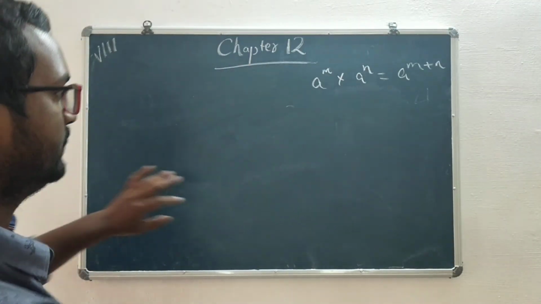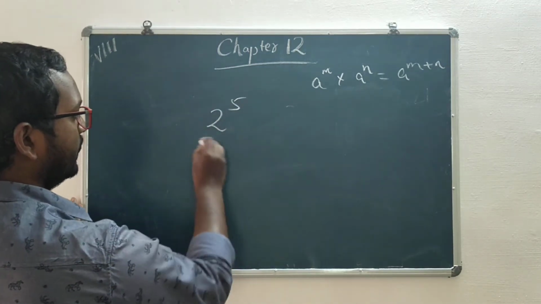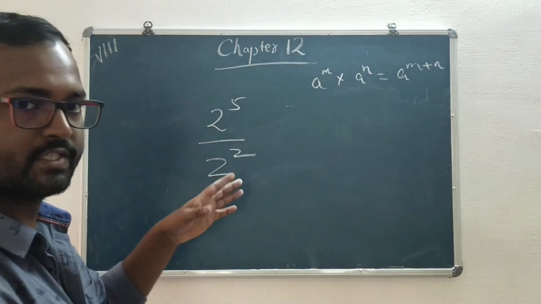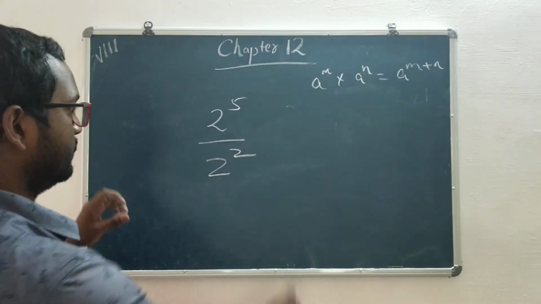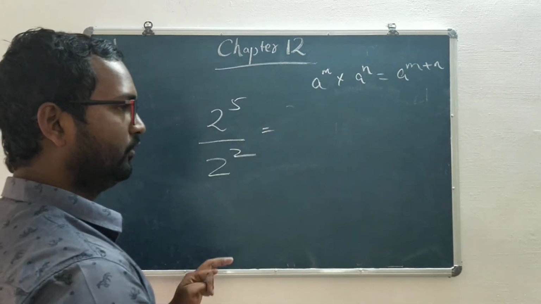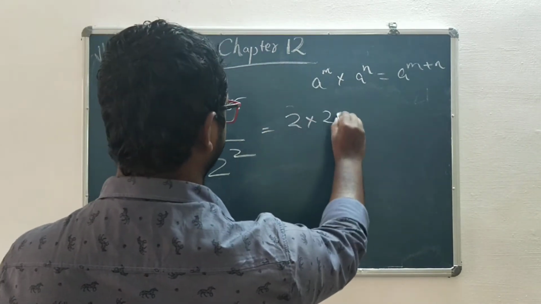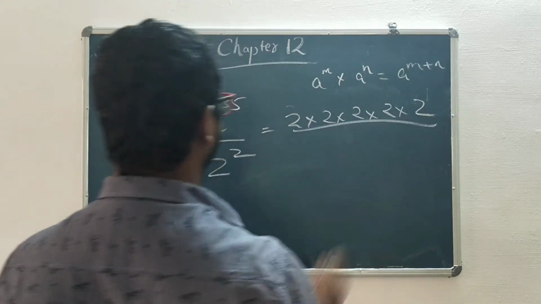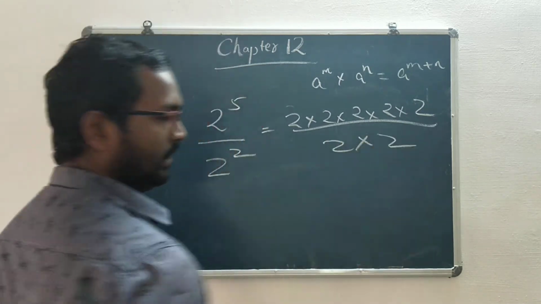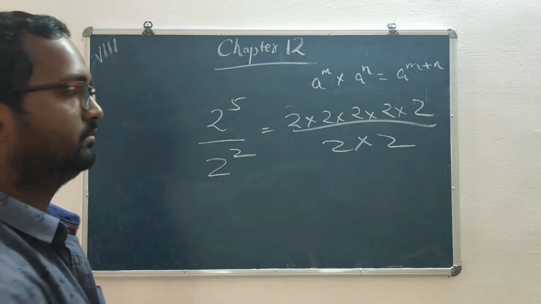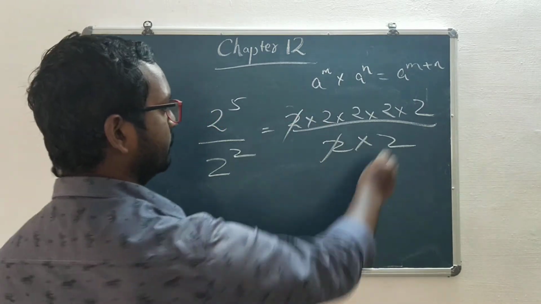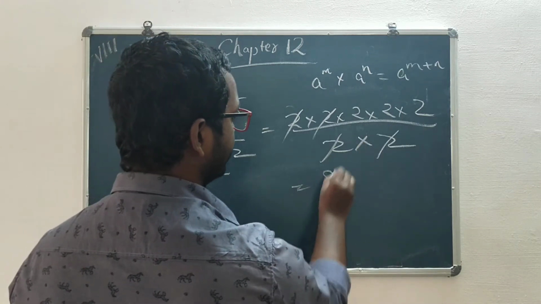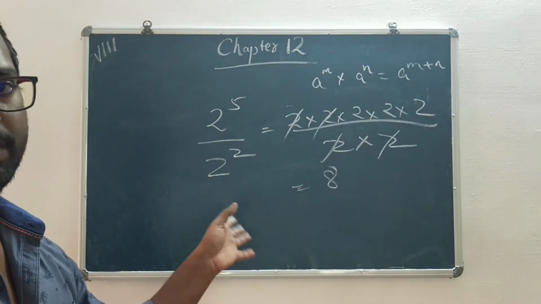But if it is different power, let's say 2 power 5 divided by 2 power 2, now what should we do? First, let's solve using the standard method. 2 into 2 into 2 into 2 into 2 divided by 2 into 2. Since this is division, we can cut 2s. What is left is 3 twos, 2 into 2 into 2, the answer is 8. This is one method.